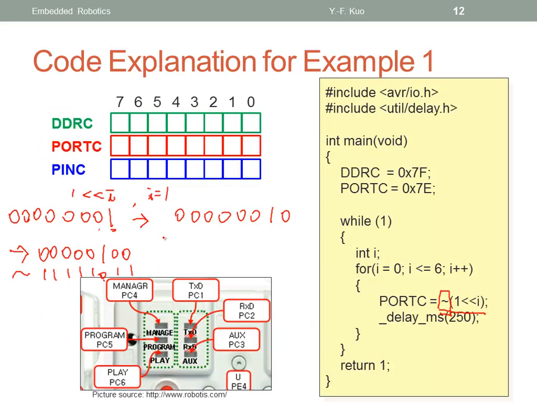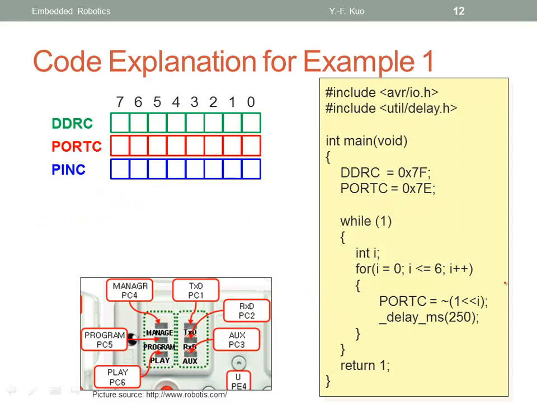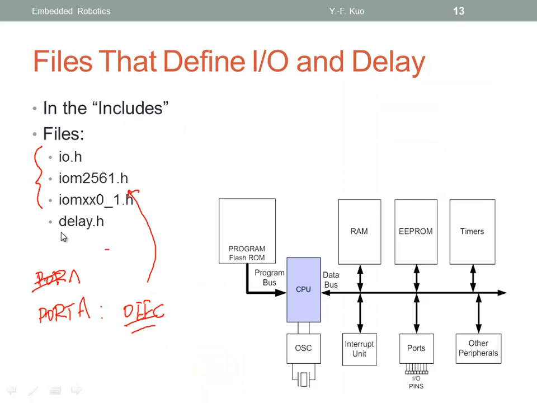Now let's go back to the previous slide, where we have a delay MS250. What's that? This means delay for millisecond 250, and 250 milliseconds means 0.25 seconds, okay? And you have to include that delay.h in the very beginning of the program in order to use this function, and that function is stored here.